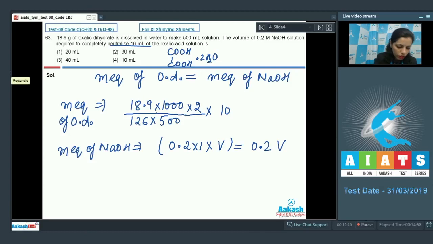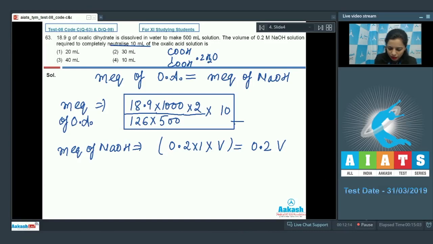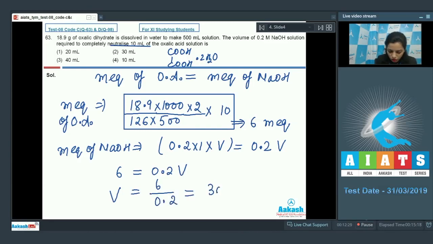And what about the milli equivalents of this oxalic acid? If you calculate, you will find out that this is 6 milli equivalent. Now just compare these two. This 6 should be equal to 0.2 V. It means this V value is equal to 6 by 0.2. That is 30. So 30 ml volume of NaOH is required for the neutralization of 10 ml of oxalic acid. And yes, the correct answer would become option 2.